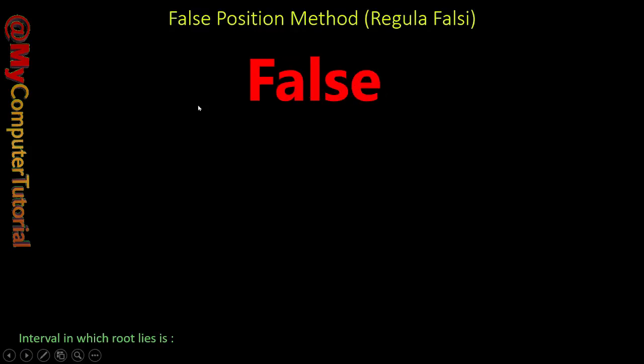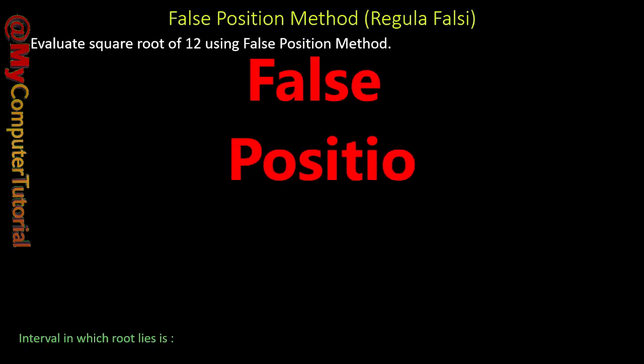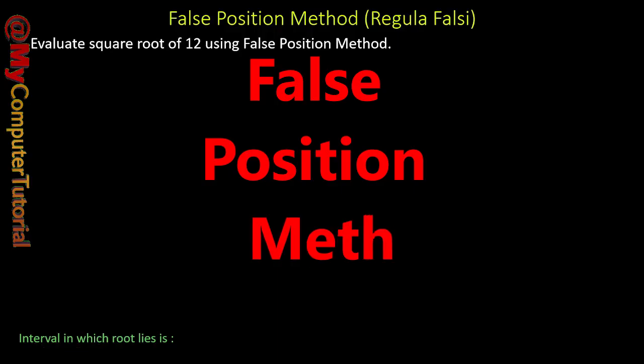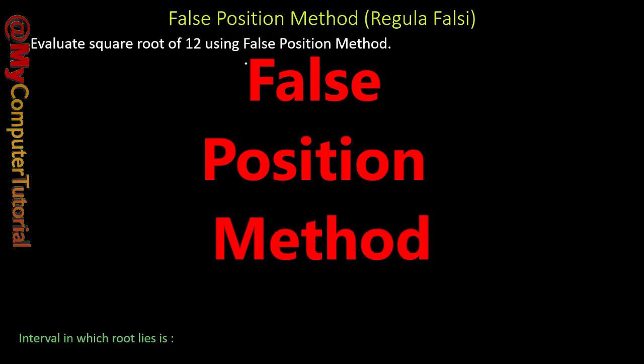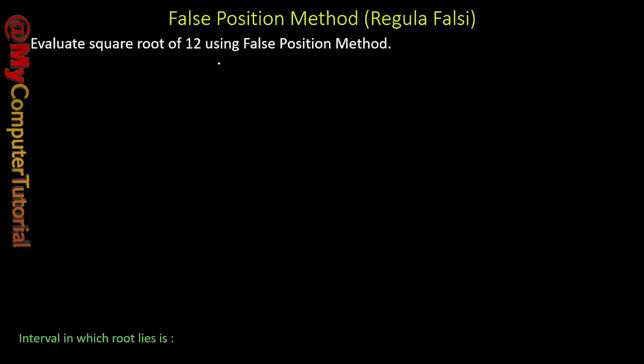False position method. In this method, we are going to solve the square root of 12 using the false position method. So for solving this, take x is equal to square root of 12. To make the equation, square both sides, we will get x square is equal to 12. Take it on the other side, x square minus 12 is equal to 0.